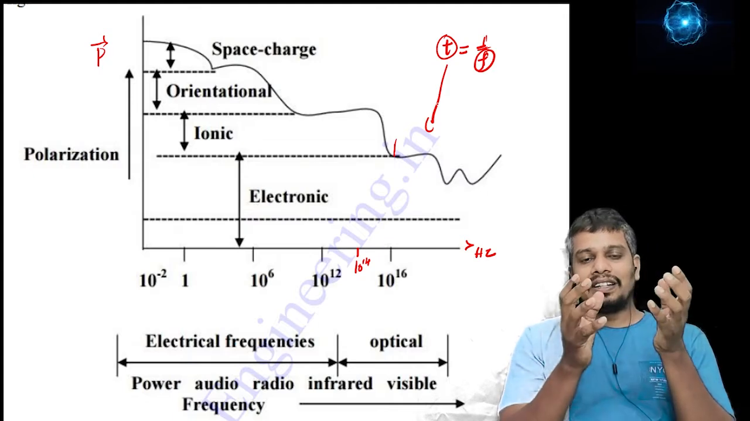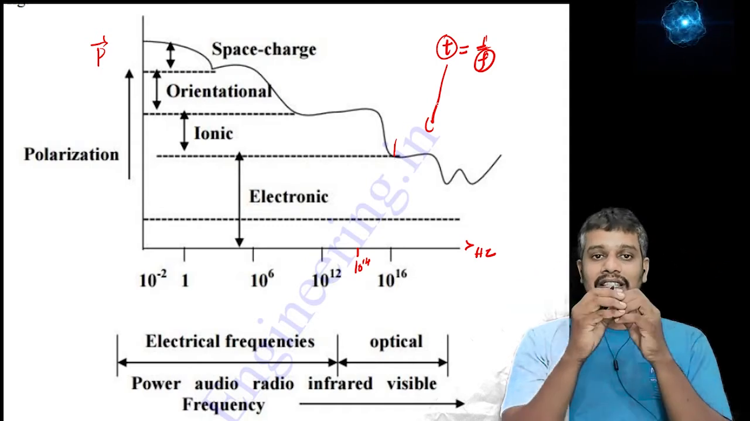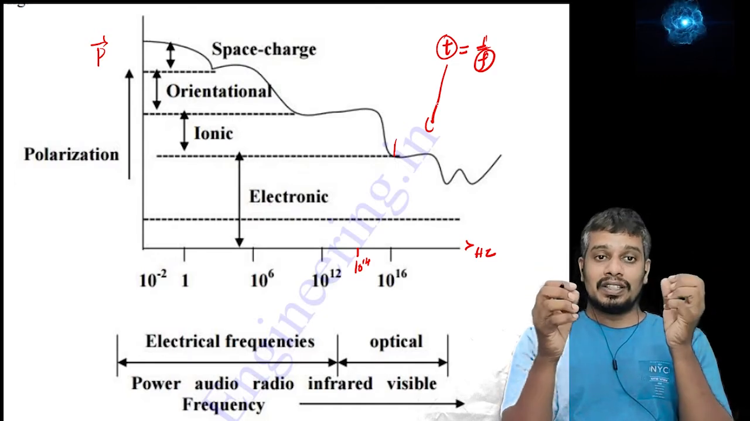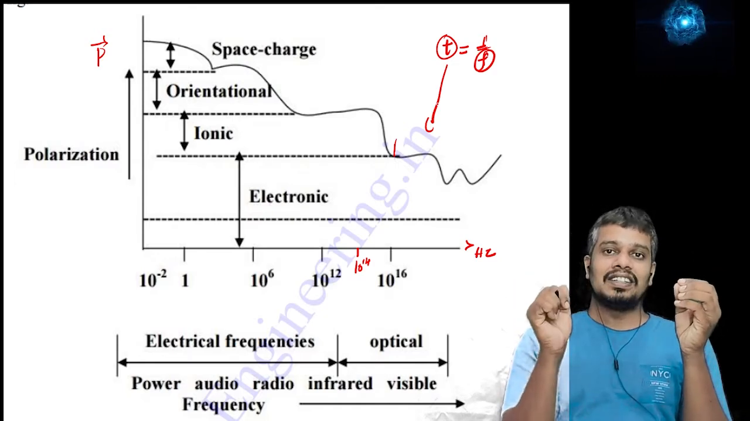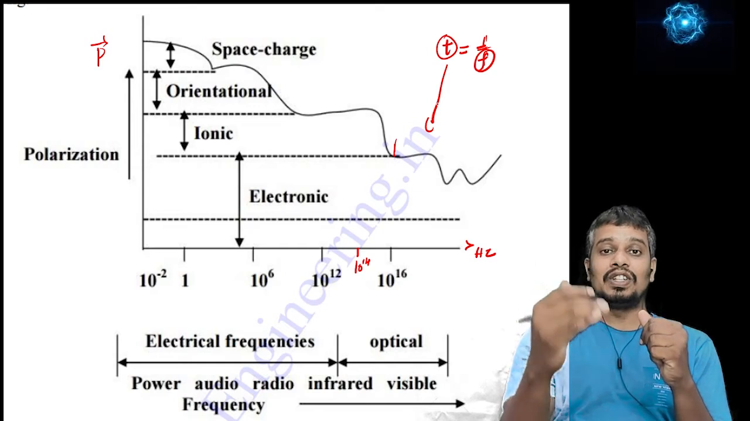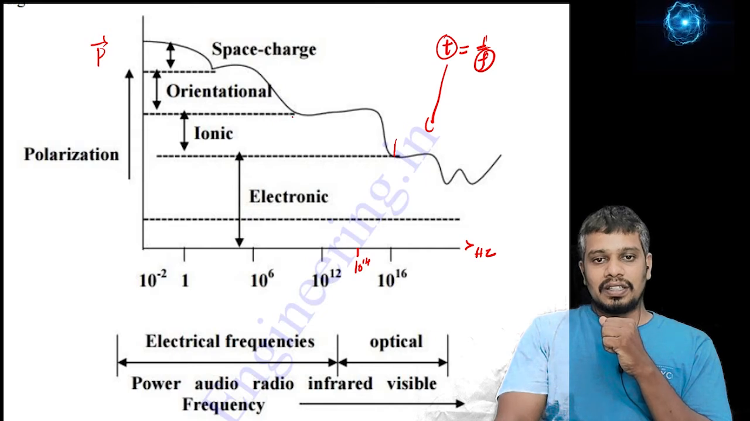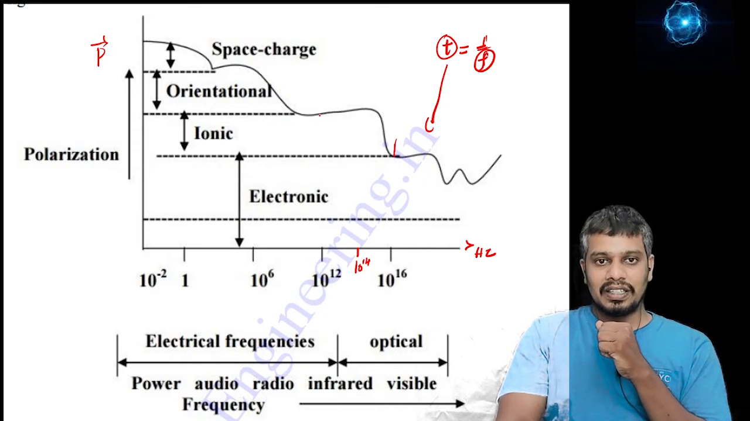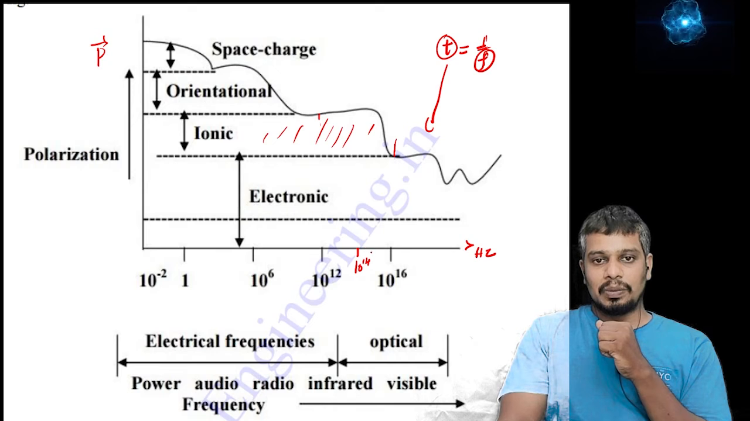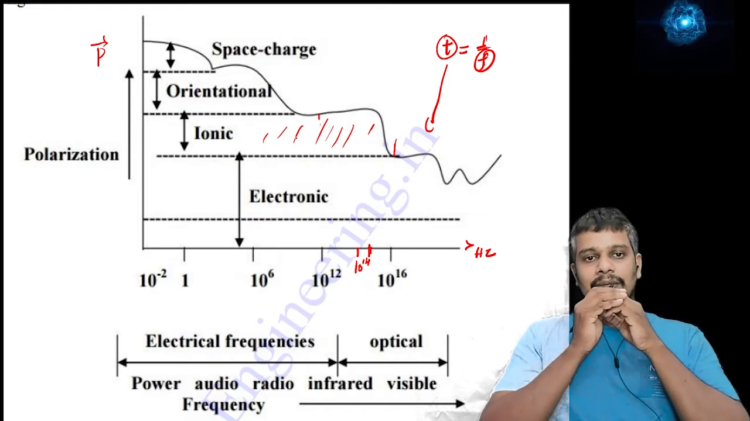Compared to the electron, the ionic polarization is heavier, because the ions have a heavier mass than the electron. The positive ion as well as the negative ion, including the nuclear mass, has to orient to the external electric field. This mass takes more time, that means it occurs at lower frequency compared to the electrons. So the ionic polarization occurs at a lower frequency than the electronic. Look at here, it occurs in this region, less than 10 to the power 14 Hz.